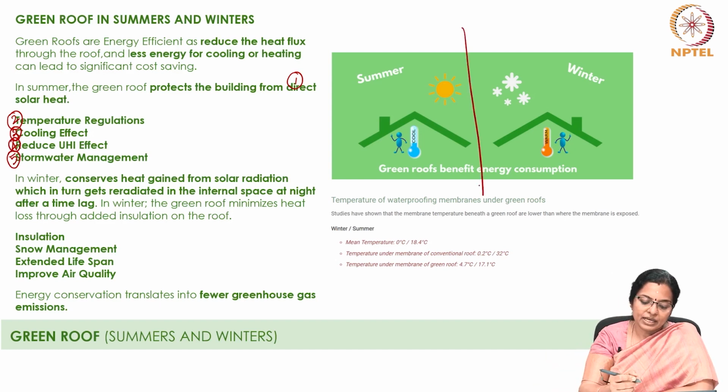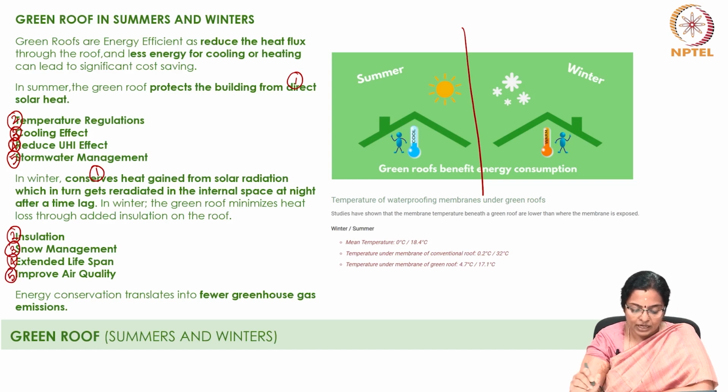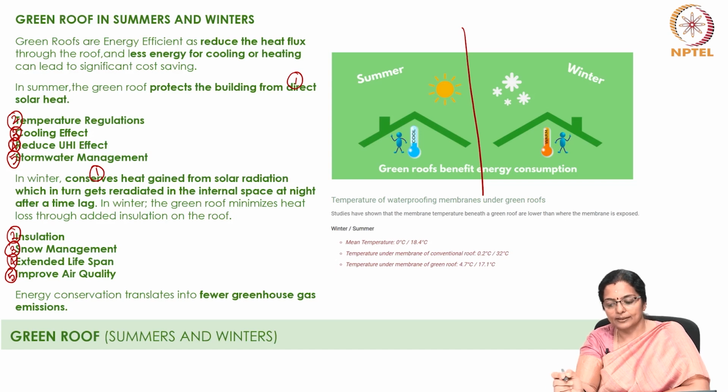In winter, it conserves heat gained from solar radiation, which in turn gets re-radiated to the internal space at night after a time lag. In winter, the green roof minimizes heat loss through added insulation on the roof, through insulation, snow management, extended lifespan, and it improves the air quality. Energy conservation translates into fewer greenhouse gases.